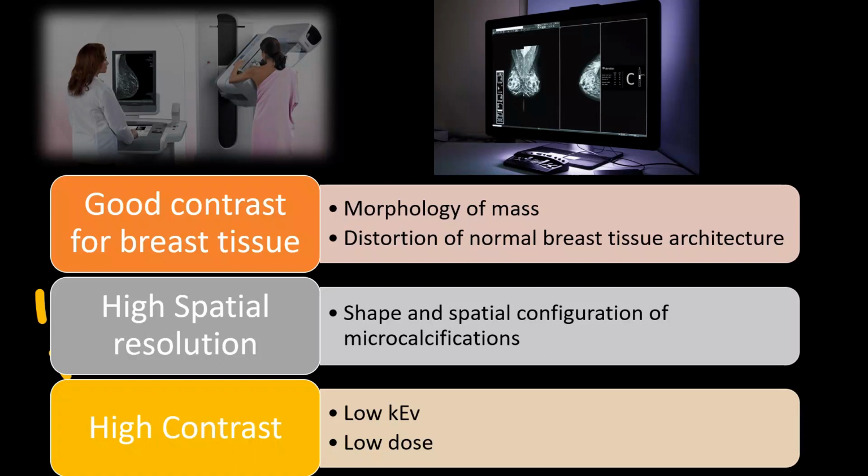We use low keV to try to get high contrast because of the similarity of the tissue, but we also want to have low dose for the patient. This means that the mammographic unit is designed differently than a regular X-ray unit to enhance the ability to use the least amount of radiation to get the highest quality image.